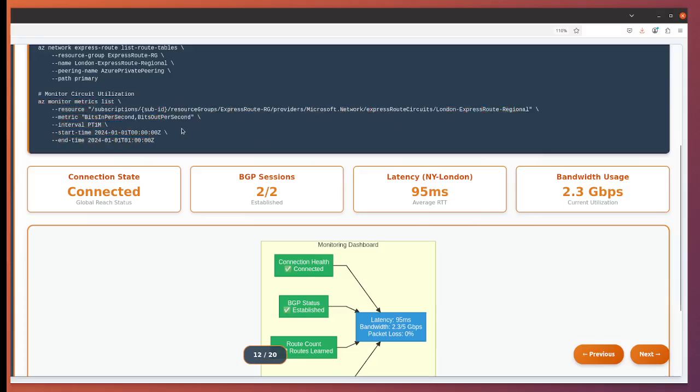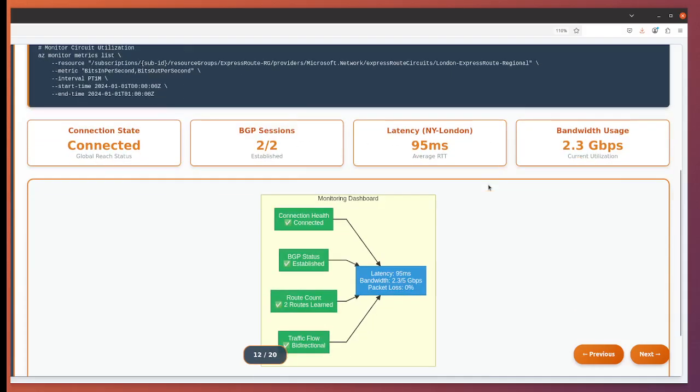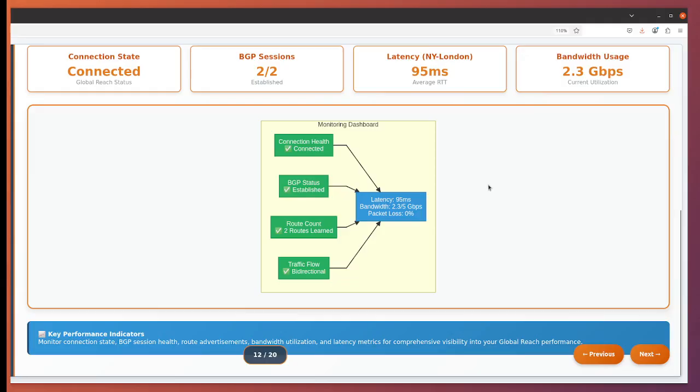The metrics display shows the kind of performance improvements you can expect. Our New York to London connection shows 95 milliseconds latency, significantly better than routing through Azure Virtual Networks. Bandwidth utilization monitoring helps with capacity planning. We're seeing 2.3 Gbps usage on our 5 Gbps London circuit, indicating good utilization without congestion. Set up automated monitoring and alerting for these key metrics to proactively identify and resolve connectivity issues.